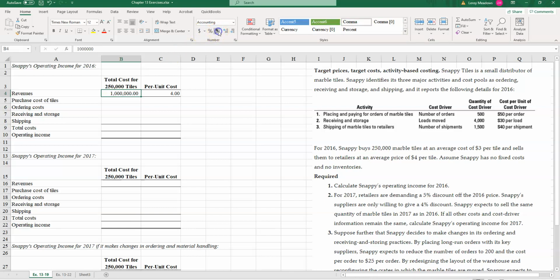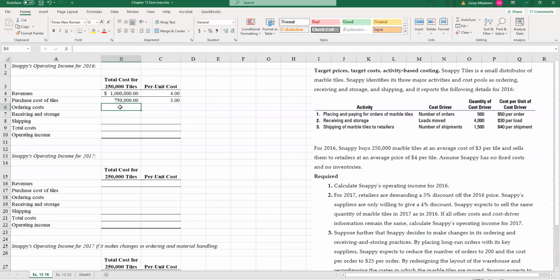Now, let's take a look at the purchase cost of tiles. We buy these tiles at $3 per tile, the problem tells us. So I'm paying $3 per tile. And if I buy 250,000 tiles, how much is the total amount of tiles going to cost me? It's going to cost me $750,000. So let's go ahead and format there.